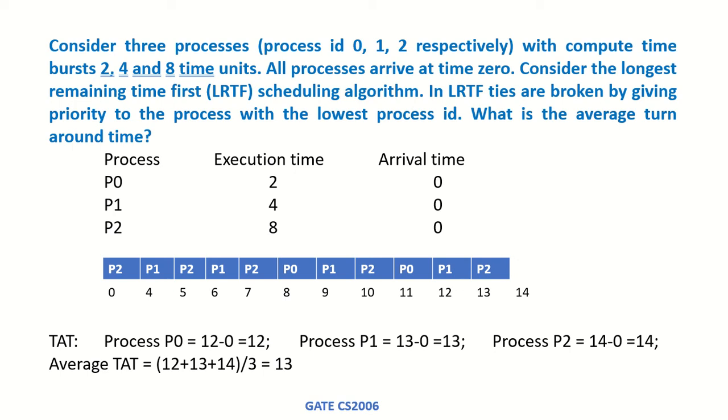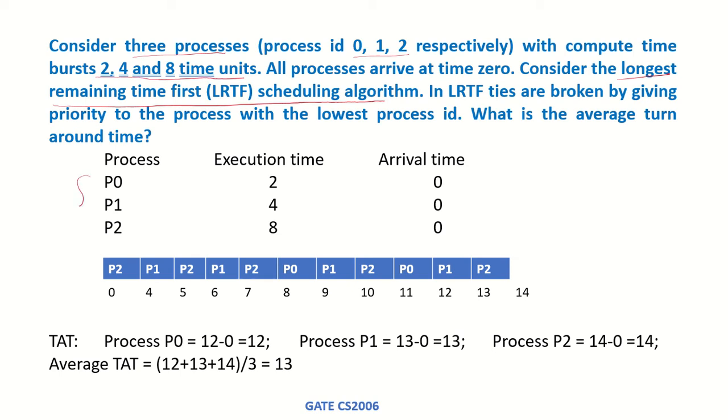In this video, we are going to take an example which has the longest remaining time first scheduling algorithm question. There are three processes, and the process IDs are 0, 1 and 2, and the compute times are given as 2, 4 and 8 time units. All processes arrive at time 0.